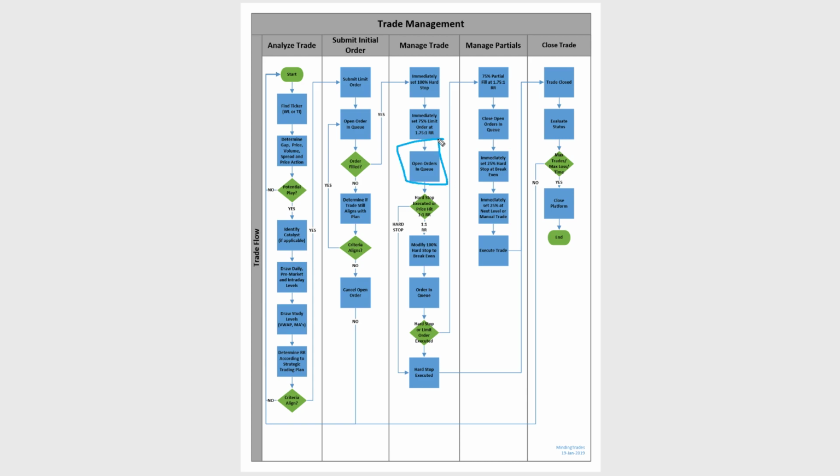So your orders are in queue. Next thing we do is, since these are in queue, we're waiting. Either one or two things will happen: the hard stop executes, or the price will hit 1-to-1 R. If your hard stop executes, then we go down this path and the trade is closed. So we just lost $100, or we lost 1 R.